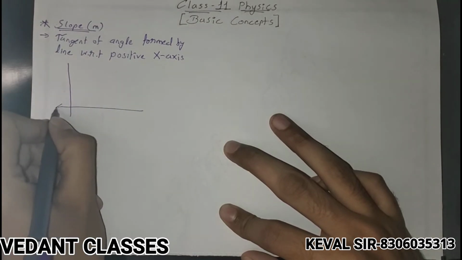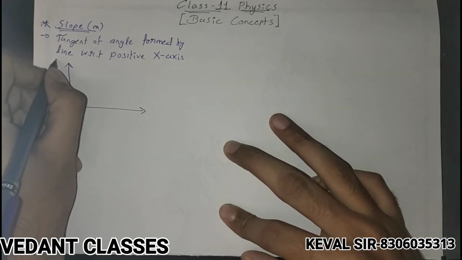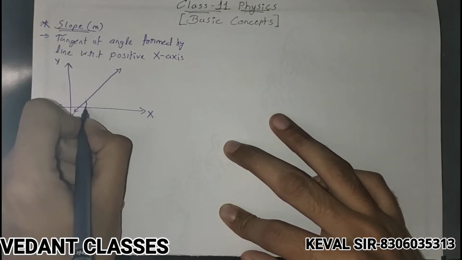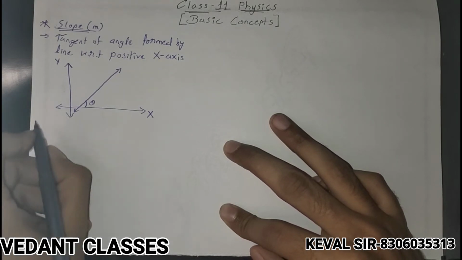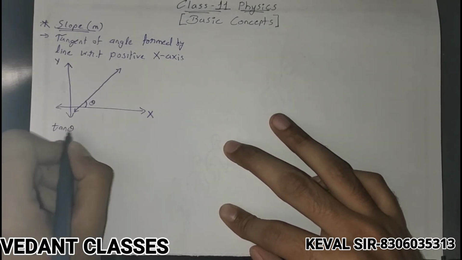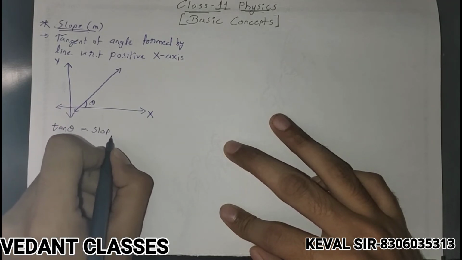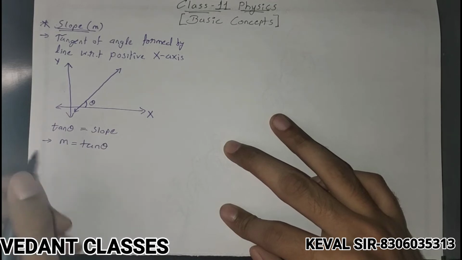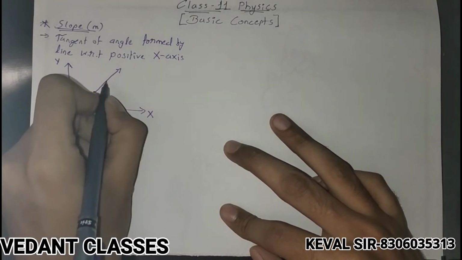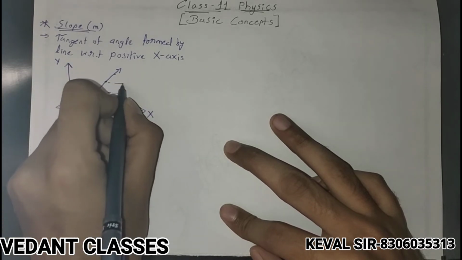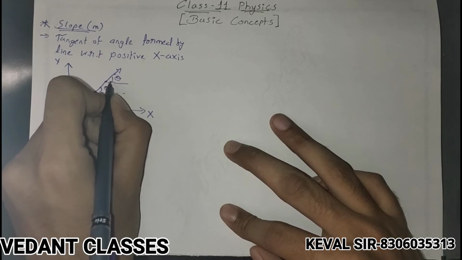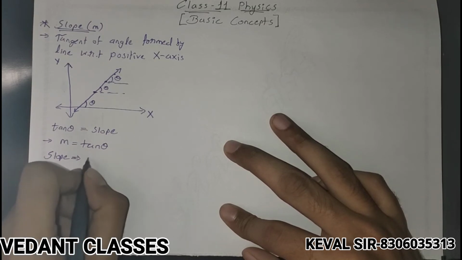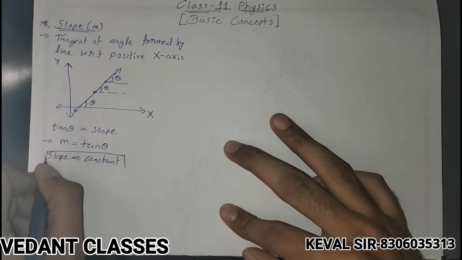Let's say, for an example, we are having the graph y versus x and a line is passing like this. Let's say this line makes an angle theta with the positive x-axis. Then the tangent of the angle is tan theta, and that is called the slope. So we can write m is equal to tan theta. Now you can see over here, if we consider the point either here or here, the angle will remain the same at all the points. So you can say that slope is constant in this case.